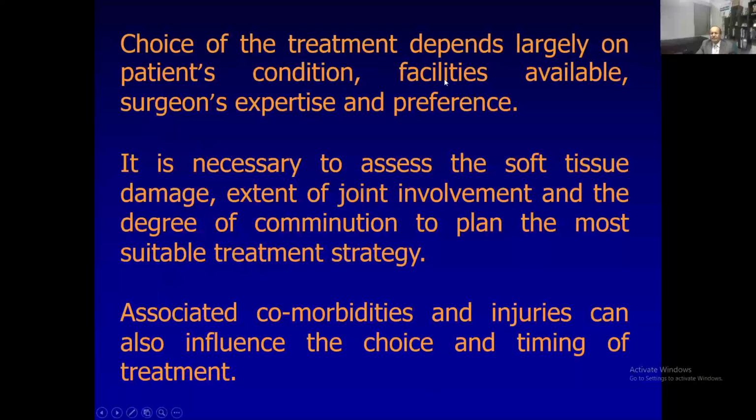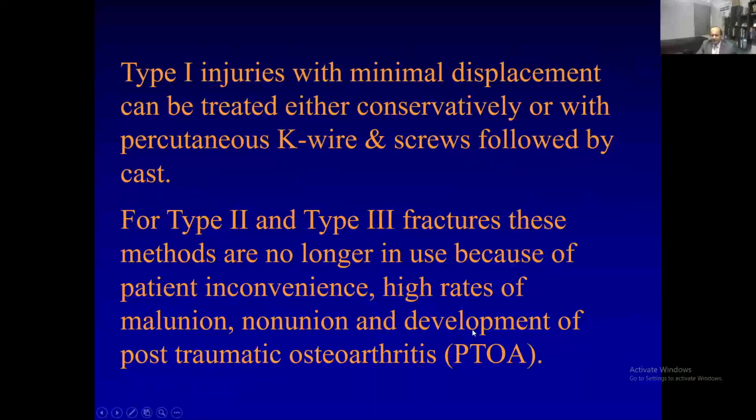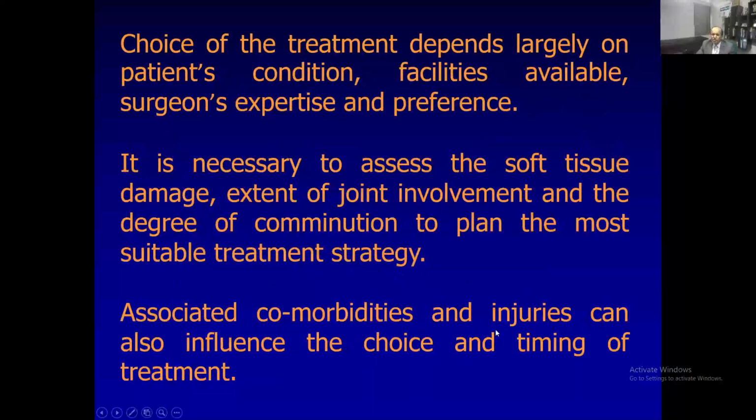The choice of treatment depends largely on the patient's condition, the facilities available, and the surgeon's expertise and preference. It is necessary to assess the soft tissue damage, extent of joint involvement, and the degree of comminution to plan the most suitable treatment strategy. Associated comorbidities and sometimes other injuries which are a part of polytrauma can influence the choice and timing of treatment.